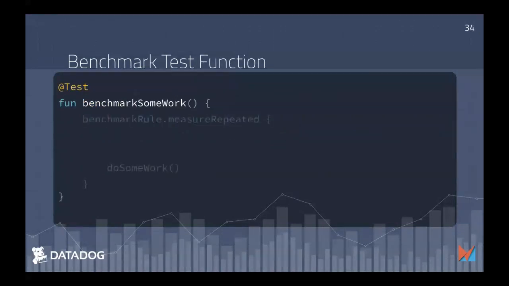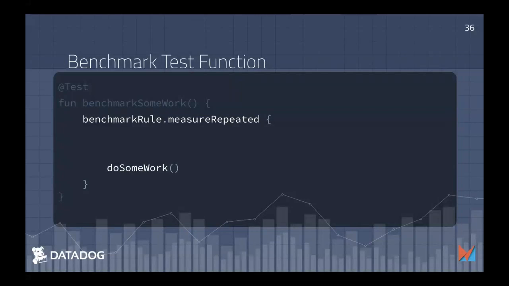The idea is that when you write some tests, you can create a measure repeated block. And everything that happens in this block, which is a lambda in Kotlin, is going to be repeated. And every time it repeats, it's going to be measured. And you're going to get the full timing in nanoseconds of how long this block took. It's going to be repeated over and over again, and the library takes care of knowing how many times it needs to be repeated. But then you can get information on average, how long it took to do some work.